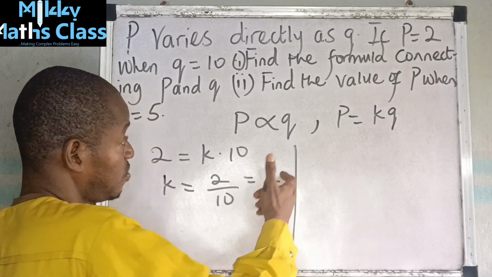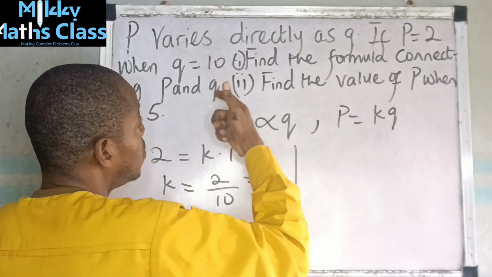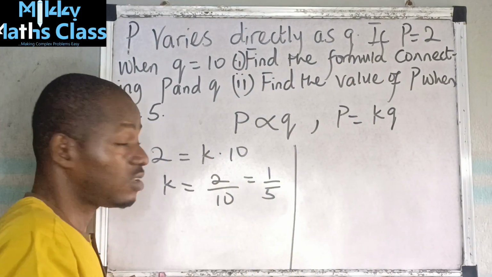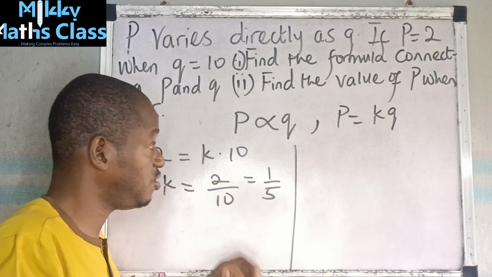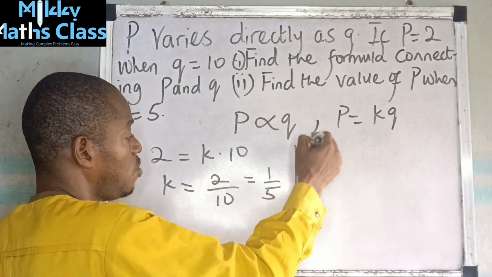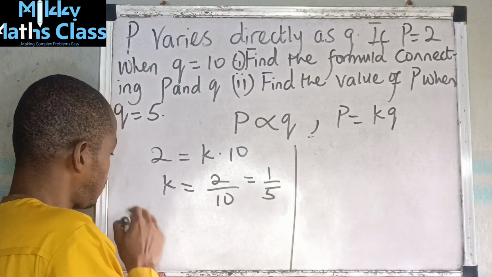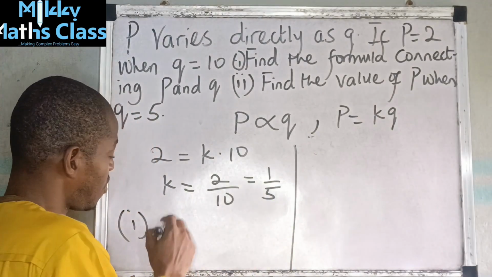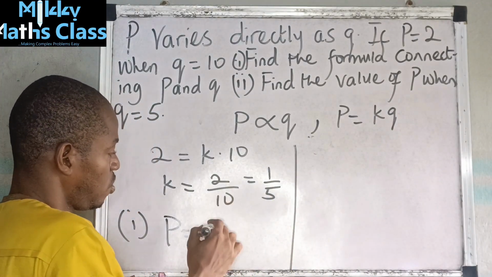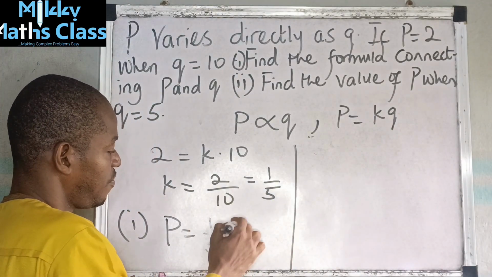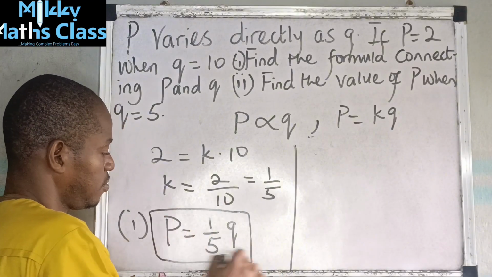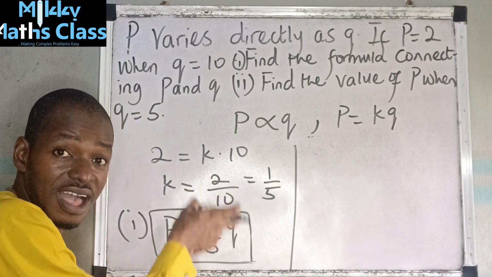Now, the next thing we do, it says find the formula connecting P and Q. What they're asking you to do is to input the value of this constant into this equation. So we have P is equal to 1 over 5Q. So this is the formula connecting them. P is equal to 1 over 5Q.